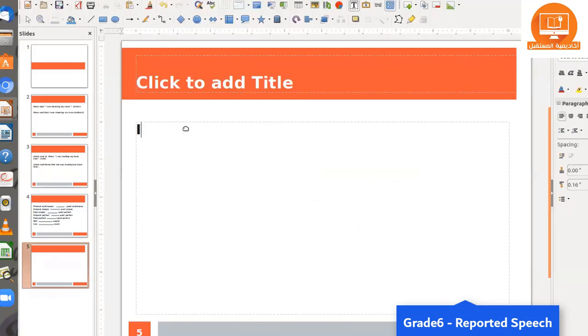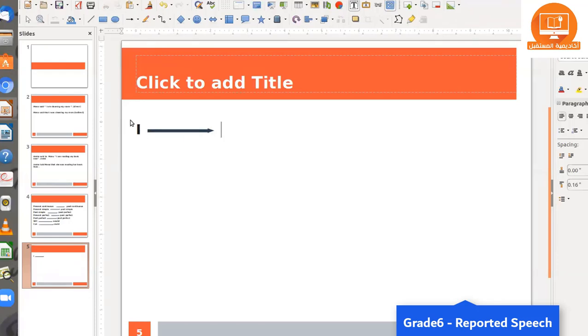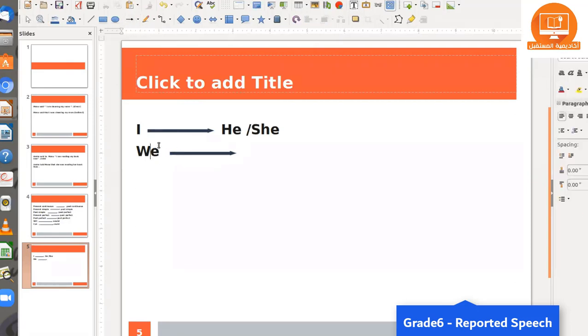Salma. I must change it. I can change it to what? I to she or he. Very good, Salma. So I change I to he or she. We. We, I change it to what? To it? No, to they. I must change we to they.